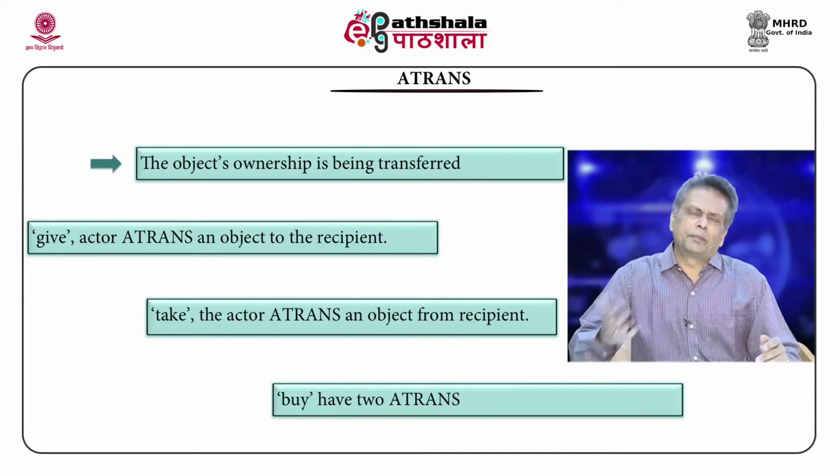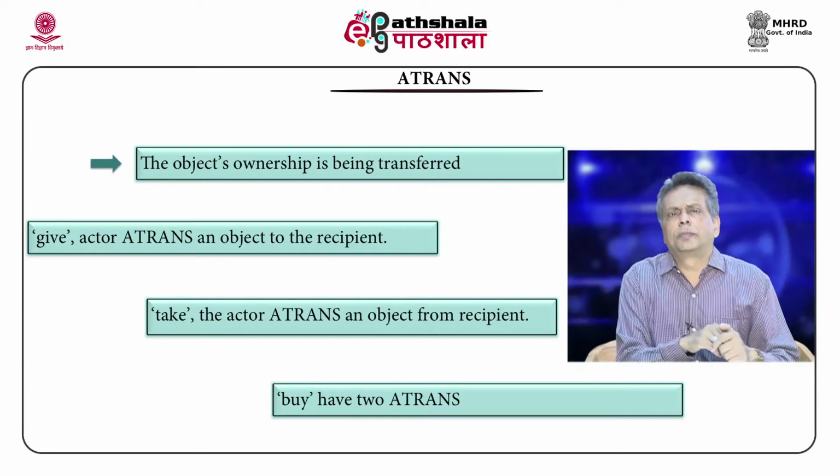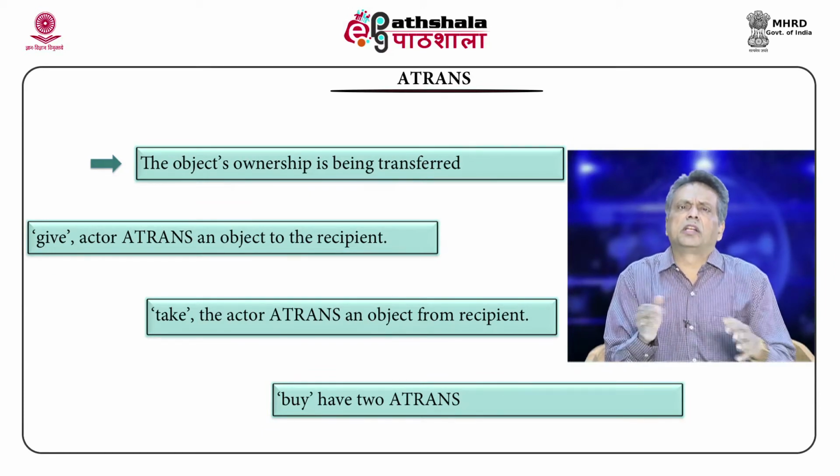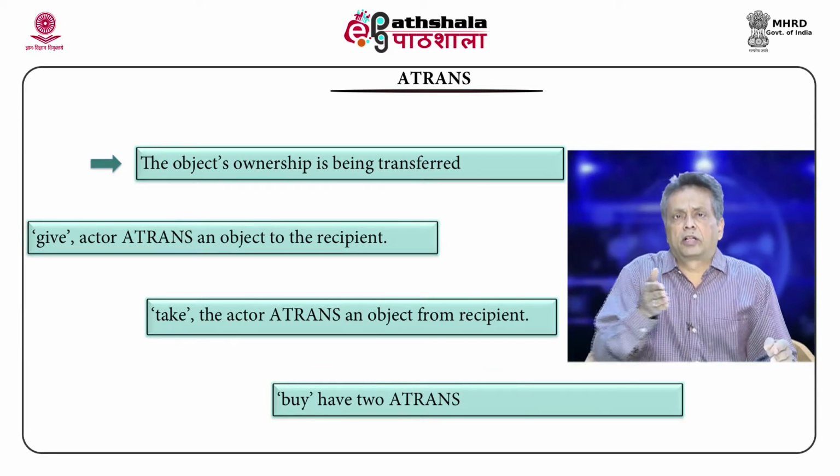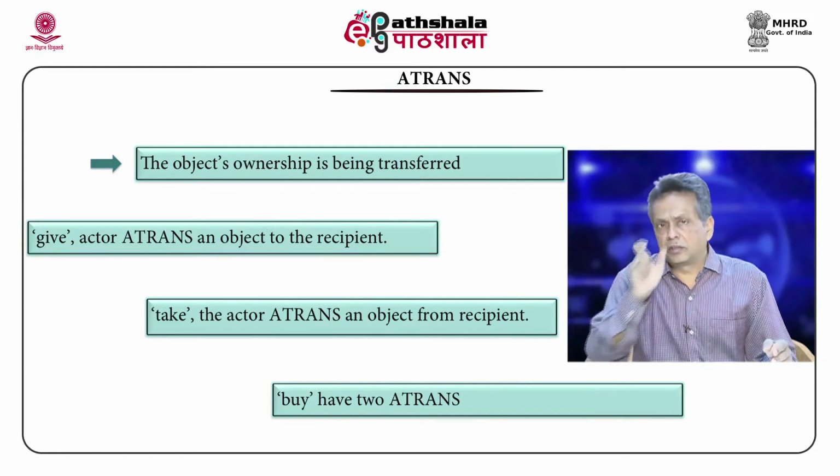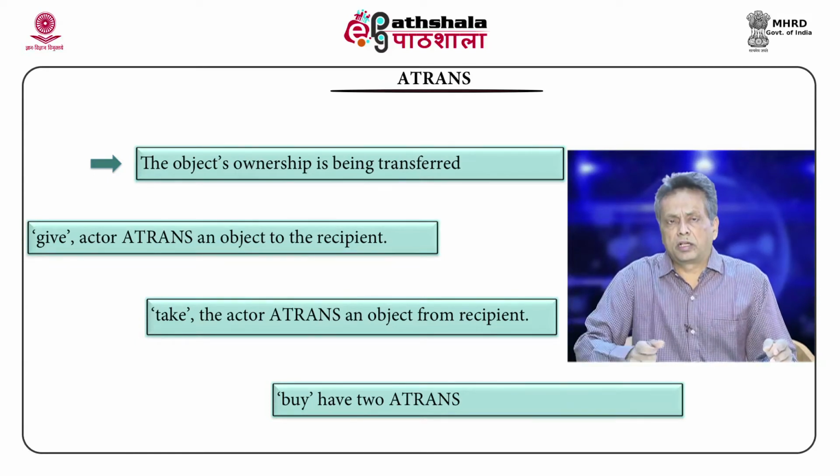In fact, multiple verbs can be represented using the same primitive. For example, "Sachin gave his bat to Sarfaraz" will have A-trans as a primitive.